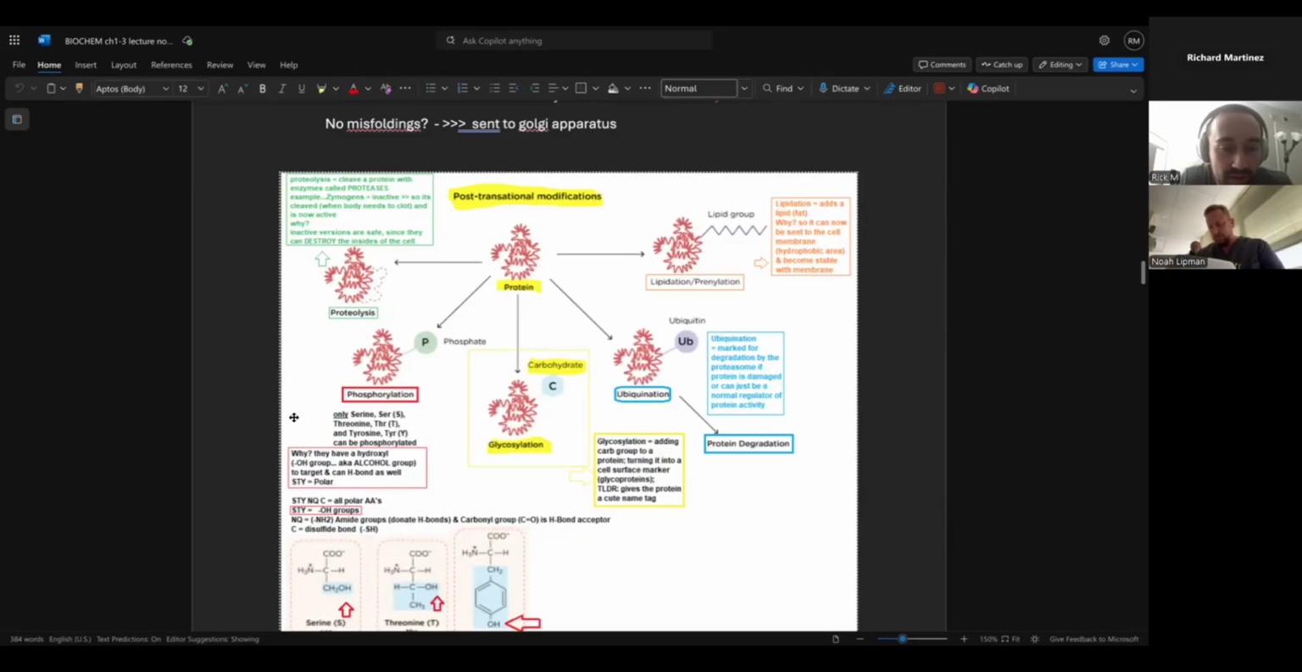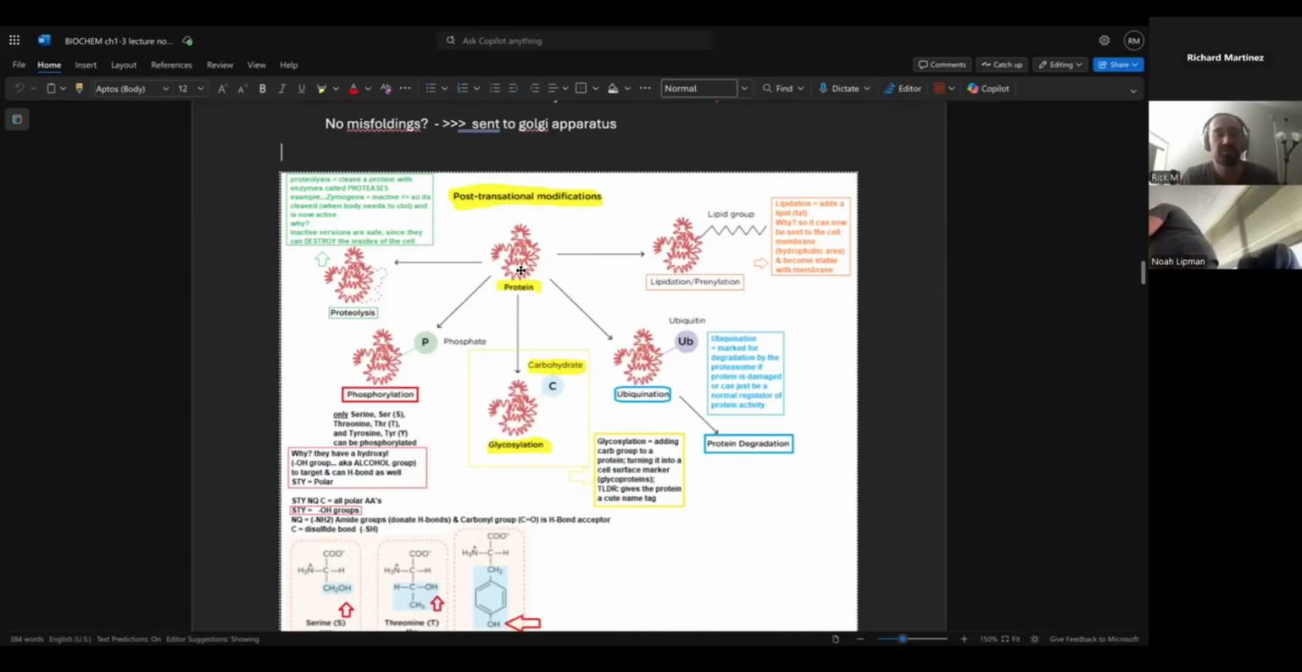And then I made a little chart here for you. So STY, these are OH groups. Glycosylation, all that really means is just glyco. Just break it down real quick. Carbohydrate. Made little notes right here. So the protein gets a little carbohydrate. So it goes, hey, don't touch this thing. Ubiquitination does the same exact thing, but it marks it so it can be destroyed, be broken down. And then this one right here, lipidation, just attaches the lipid group.